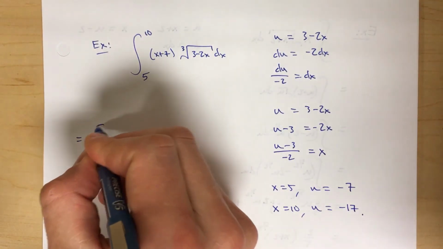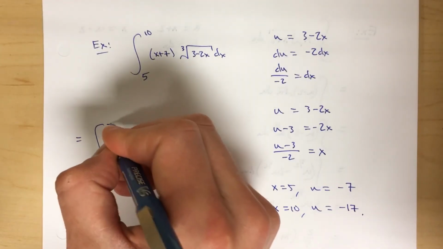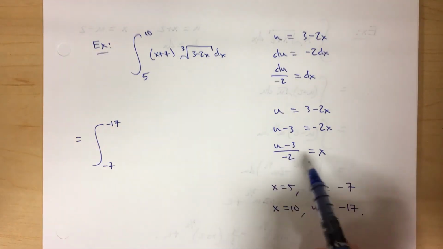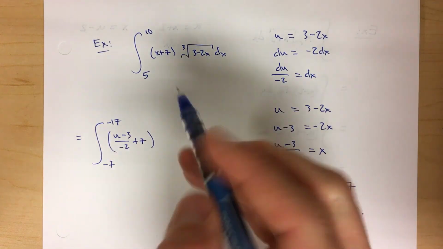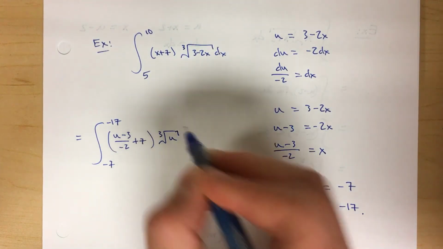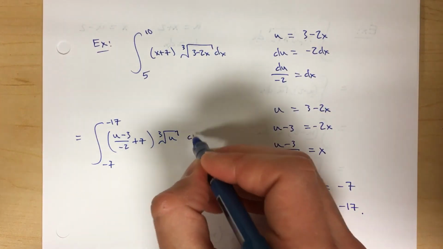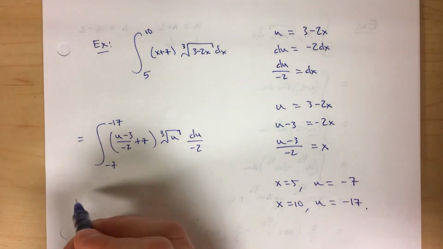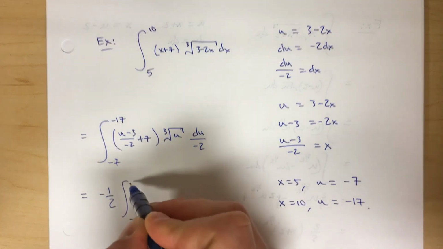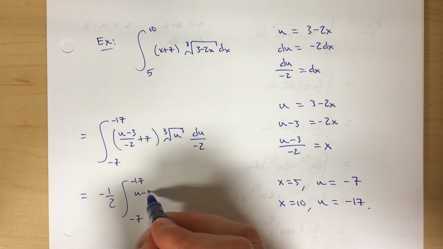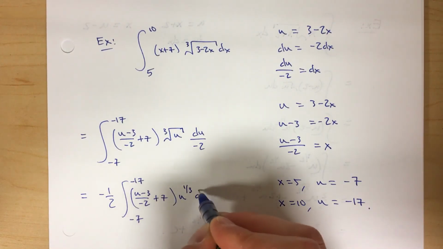So this is going to become the definite integral from negative 7 to negative 17 of x, which is (u minus 3) over negative 2, plus 7, times the cubed root of u, times dx, which is du over negative 2. And that is going to become negative 1/2 times the integral from negative 7 to negative 17 of (u minus 3) over negative 2 plus 7, times u to the 1/3 du.